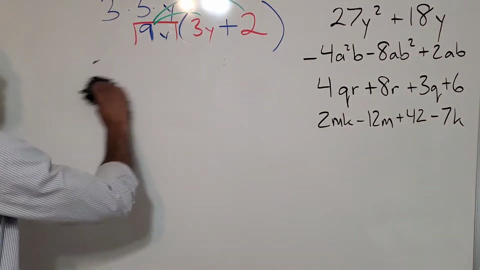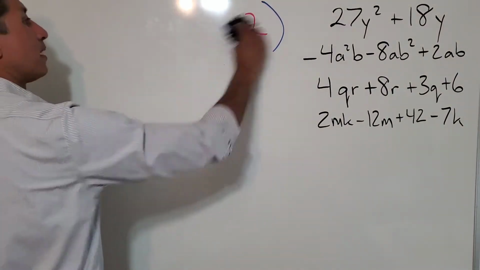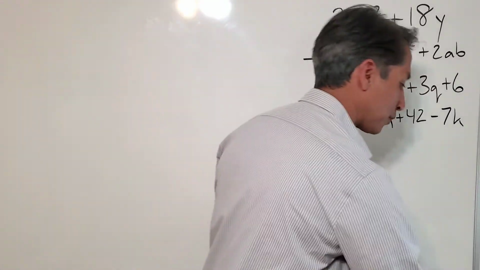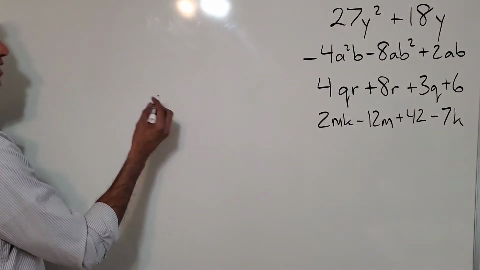So by writing out the factors, like I said, it is a good way to do it, but I did say I'd show you the fast way as well. So let's do that fast.